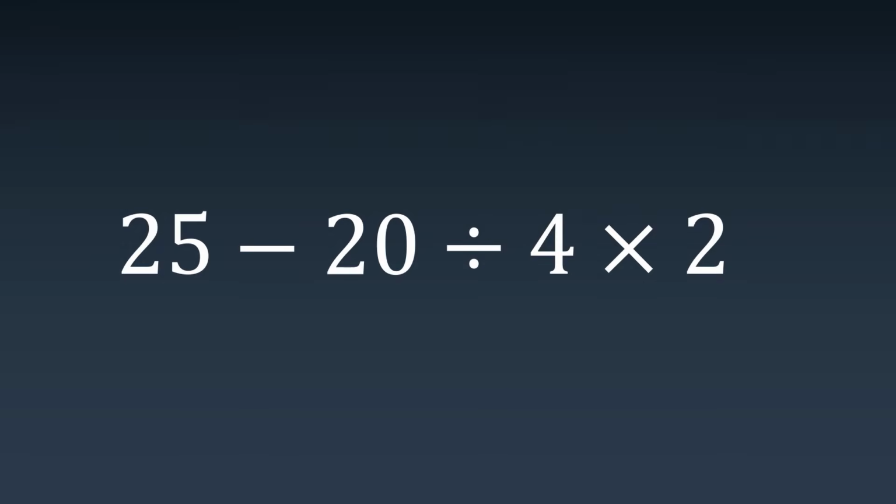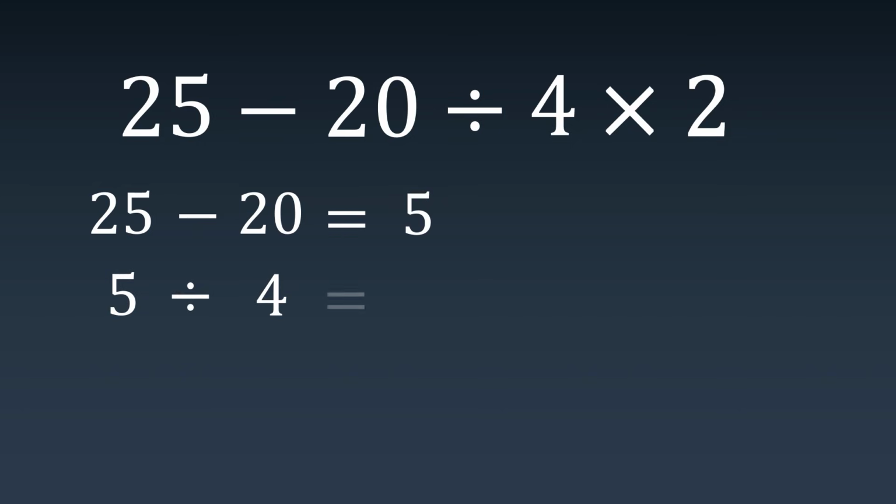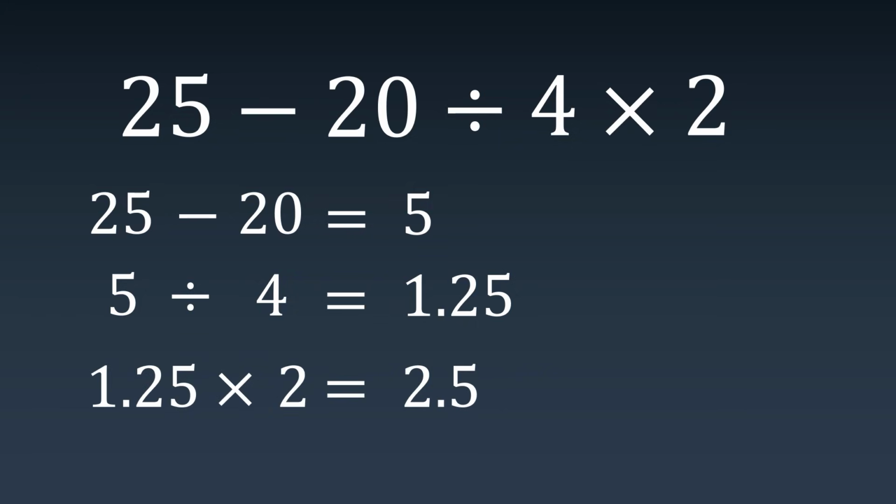Hey everyone, welcome back. Let's jump right into a quick math puzzle that tricks a lot of people. Here it is, 25 minus 20 divided by 4 times 2. Now, if your first instinct was to just go left to right, you might do this. 25 minus 20 is 5, then 5 divided by 4 is 1.25, and 1.25 times 2 is 2.5.